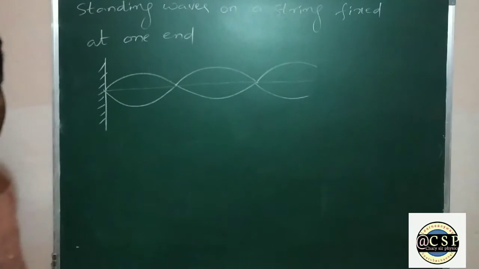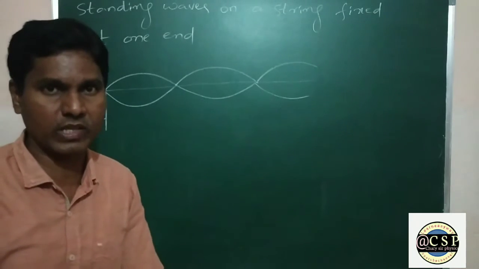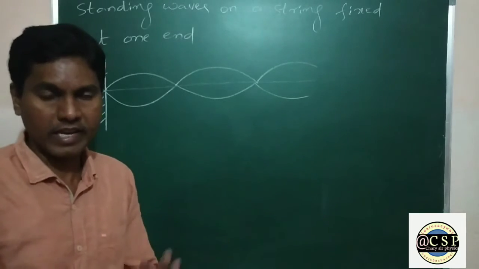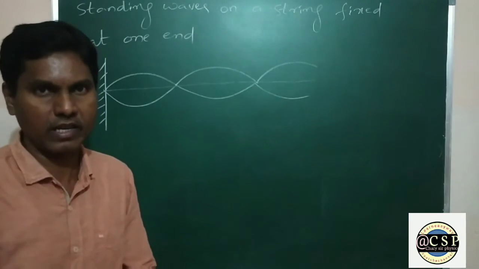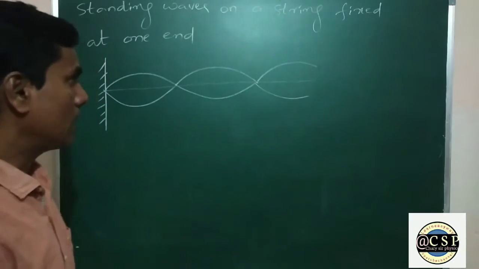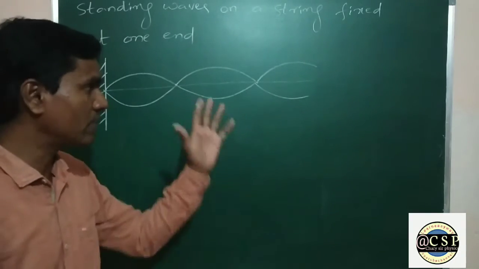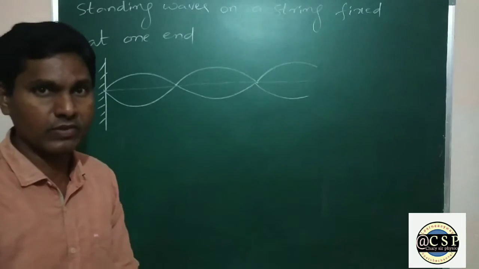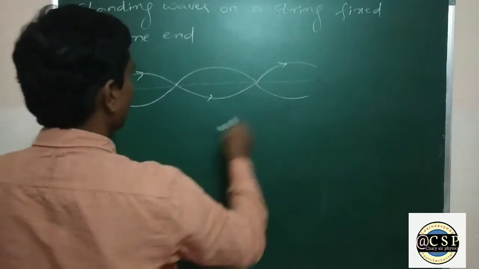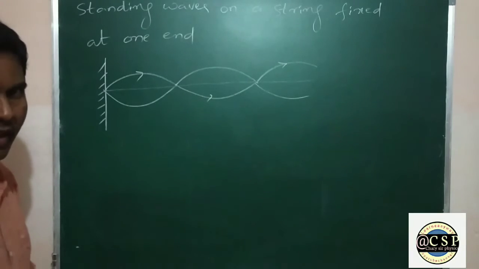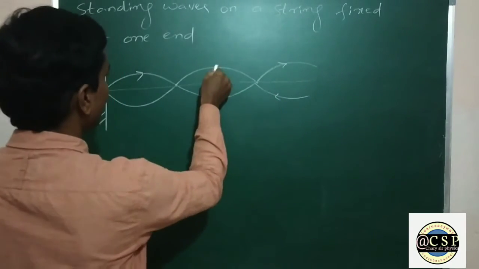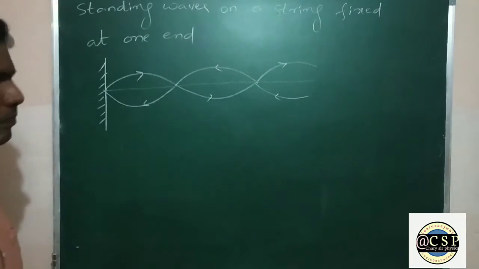Here one of the strings is taken and attached to the rigid support. When it is plucked, the string vibrates and a number of stationary waves can be formed. At the last end, the open end of the wave is taken. The direction of the waves is indicated like this: in the forward direction, and the next one is in the opposite direction, coming backward.